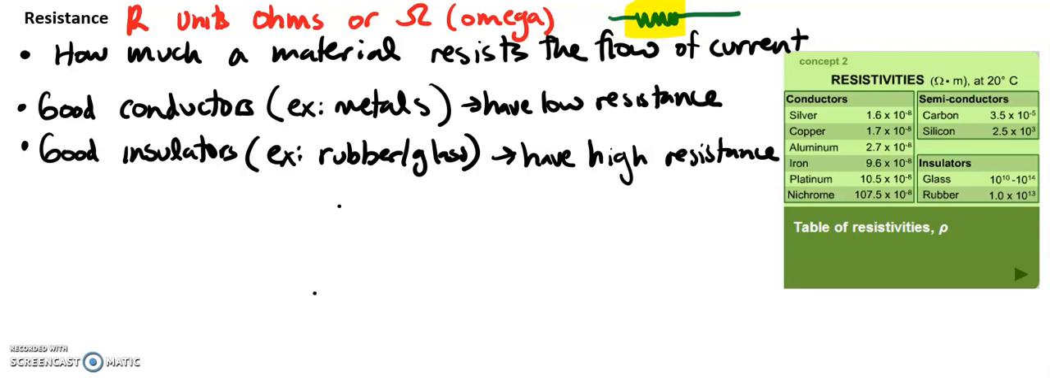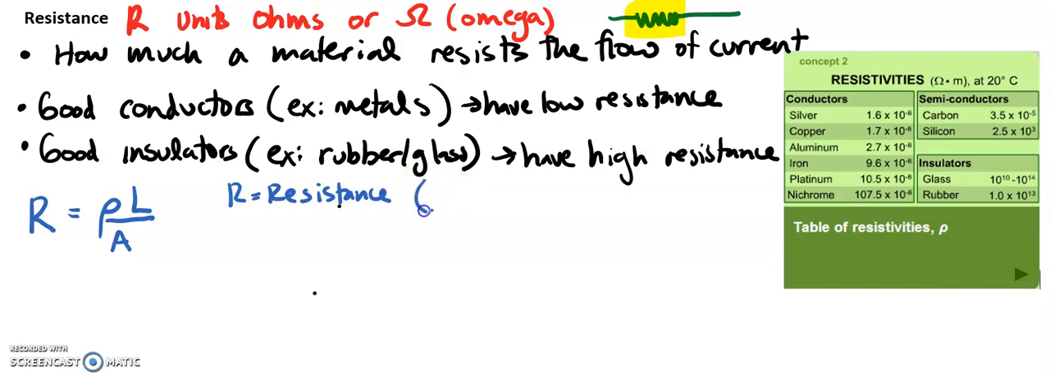Cool. So the equation for resistance is going to be R. It's going to depend on three different things. And I encourage you to go ahead and guess in your head what a resistor might depend on, and then check back in. But it is going to be rho times L divided by A. And again, R is the resistance, which is measured in ohms, or we could say omega.